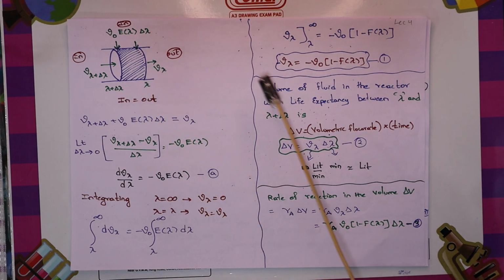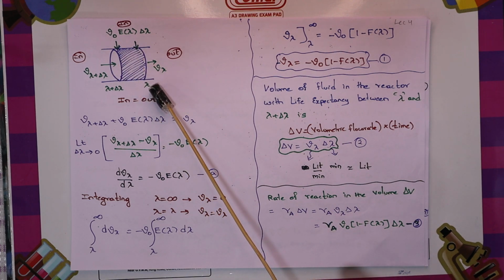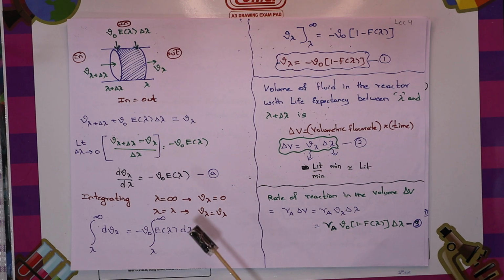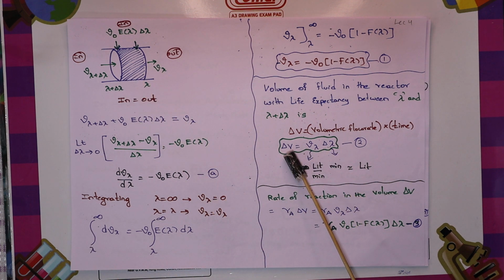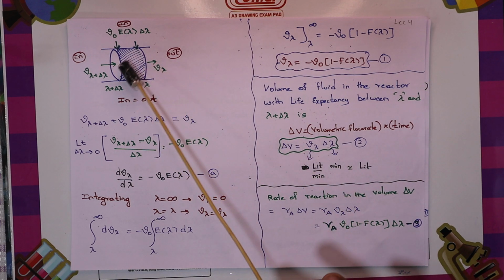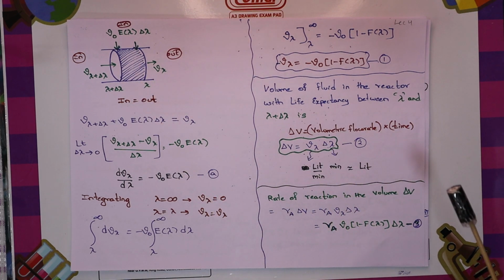Then what is the volume of the fluid in the reactor with life expectancy between lambda and lambda plus delta lambda? That volume is nothing but volumetric flow rate into time. So the volumetric flow rate is nu lambda into life expectancy delta lambda. The volumetric flow rate has the units of liter per minute, life expectancy has the unit of time, so both cancel out and you get delta V. That is, the volume of the element in this differential section is nothing but nu lambda into delta lambda.